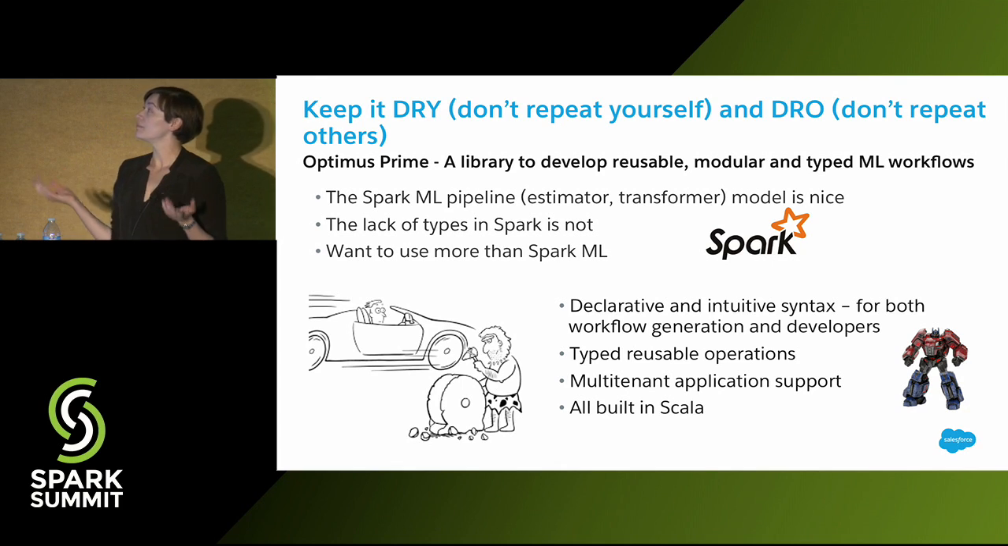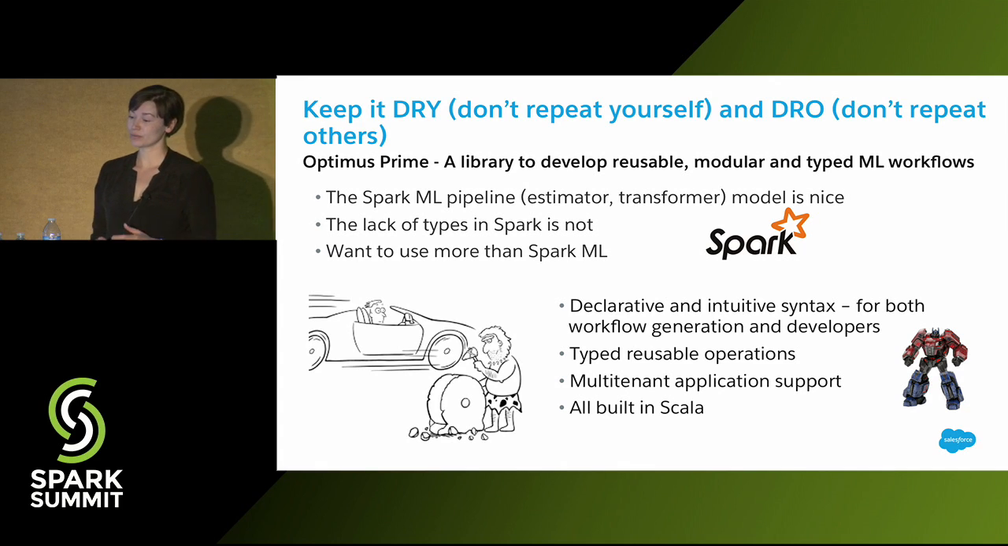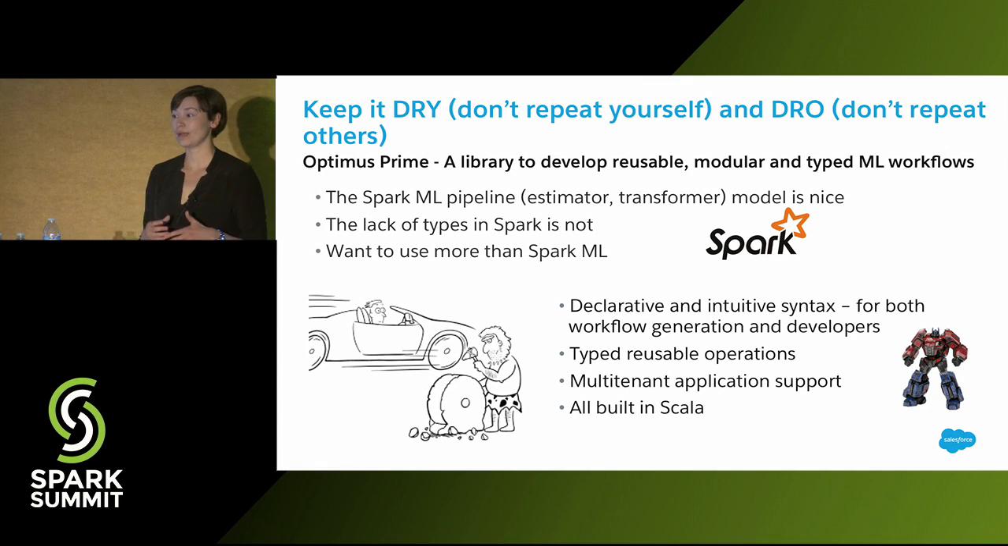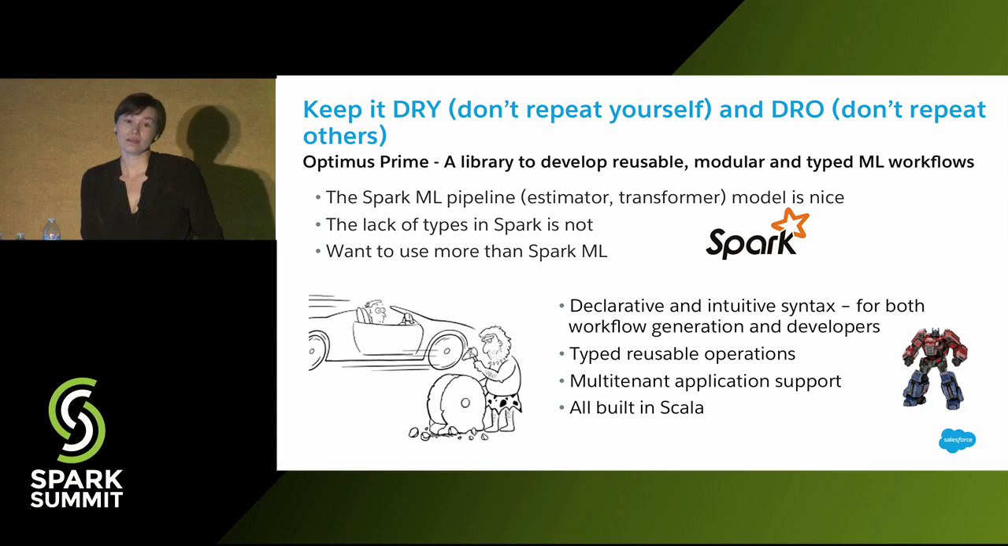And so basically, we came up with Optimus Prime, which was a way to do a declarative and intuitive syntax. And we did this both for actually writing the code and, equally importantly, for developing. So we wanted a way for developers to contribute their own algorithms, their own wrappings, their own custom business logic very easily, because a lot of times that will make or break the success of a machine learning algorithm. We did this with typed and reusable operations. And the types really help ensure the reusability and make sure that things are used appropriately.